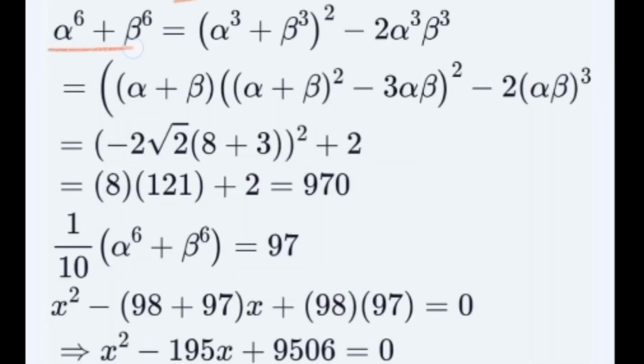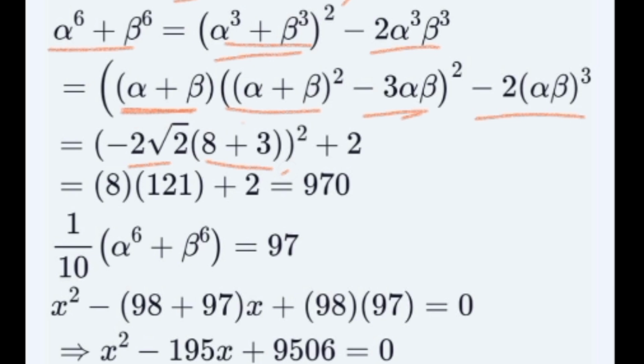Again alpha power 6 plus beta power 6. That means alpha cube plus beta cube whole square minus 2 alpha cube beta cube. Again alpha cube plus beta cube formula means alpha plus beta into alpha plus beta whole square minus 3 alpha beta, whole square, minus 2 alpha beta whole cube. Alpha plus beta is minus 2 root 2. So alpha plus beta whole square means 8. So this is minus 1.